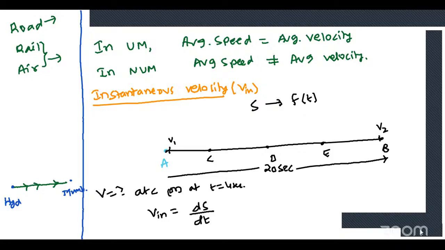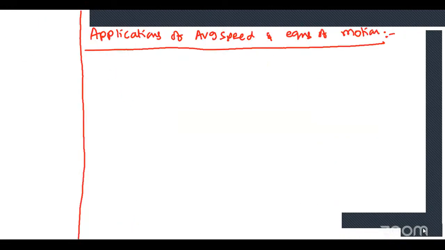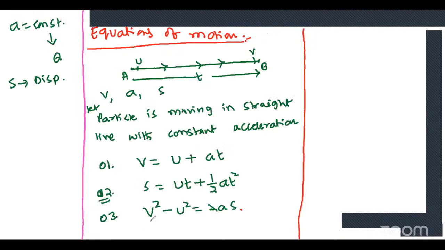In these applications of motion, first we'll complete applications of average speed. Sir, for equations of motion, I wrote only till the second equation. Third equation, v square minus u square equal to 2as. Done.